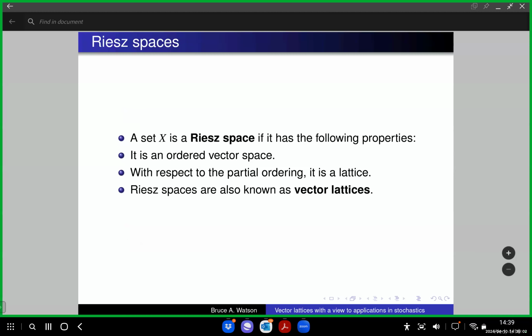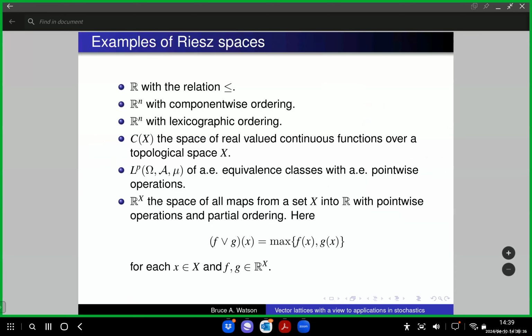Well, we are now at the point where we can talk about what a Riesz space, or a vector lattice, is. A set is a Riesz space if it has the following 3 properties. It needs to be an ordered vector space. And with respect to this partial ordering, it also has to be a lattice. So an ordered vector space that is also a lattice is known as a vector lattice or a Riesz space. Some examples of them.